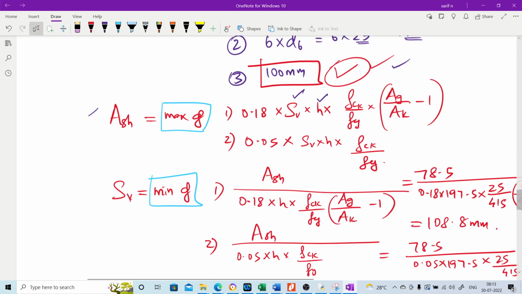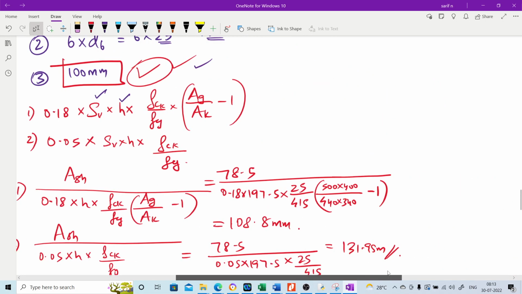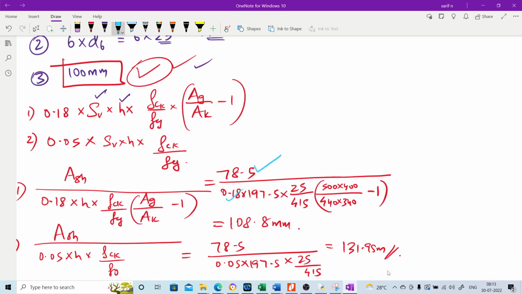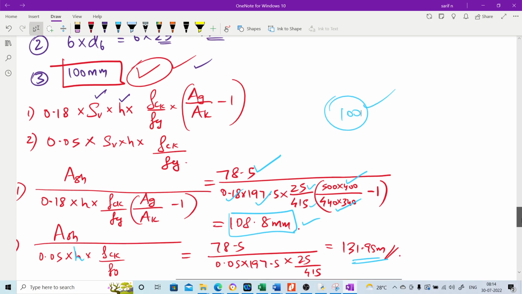So now if we substitute Ash, as we know we are using a 10 mm stirrup, it will be 78.5. 0.18 into h, which is 197.5, into 25 by 415 into Ag by Ak, where Ak will be the dimensions of the core, minus 1. We will get it as 108.8 mm. Similarly, there is a second formula, where we also apply similarly and we will get 131. Of these three, the lowest value is 100 mm and the spacing should not exceed this 100 mm. So that will be the spacing of special confining reinforcement.